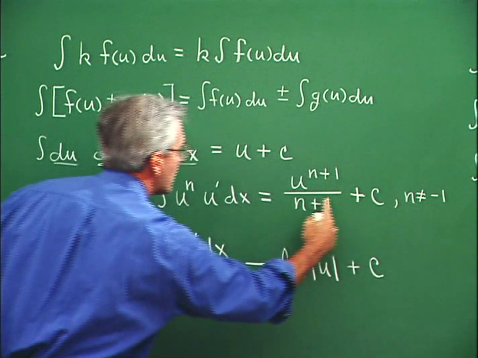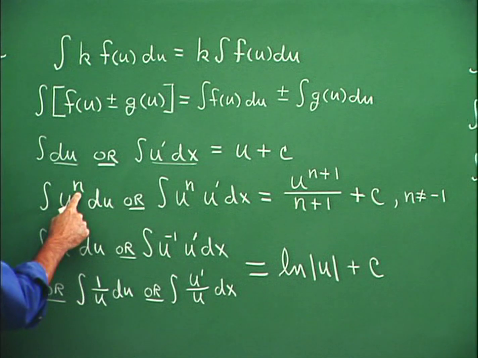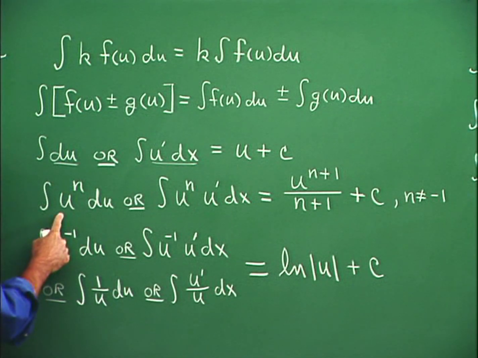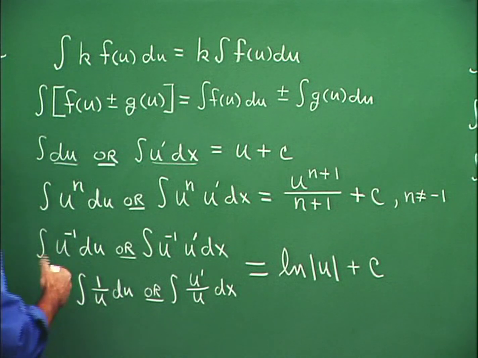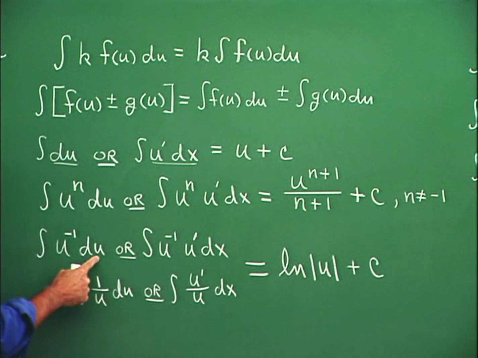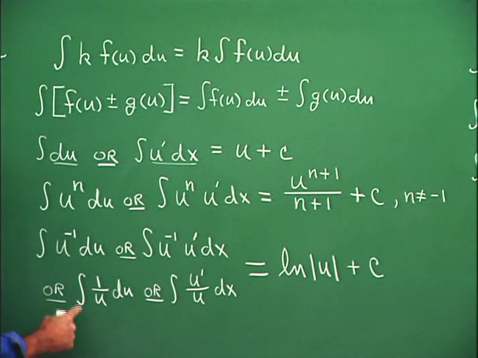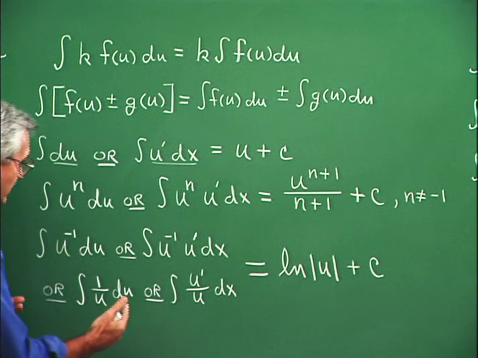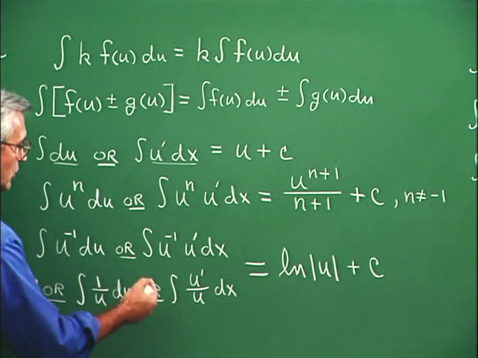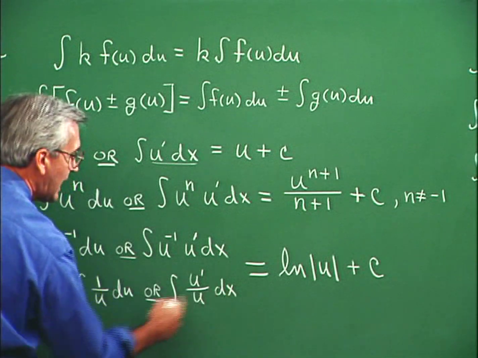Now let's backtrack through this form all the way to here. This n cannot be equal to -1. We can't have 1 over u, you see. We can't integrate 1 over u, or u to the -1. But we have the special definition for that: u to the -1 du, or u to the -1 u prime dx, or the integral of 1 over u du, or you see the integral of 1 over u prime dx, which is the integral of u prime over u dx.